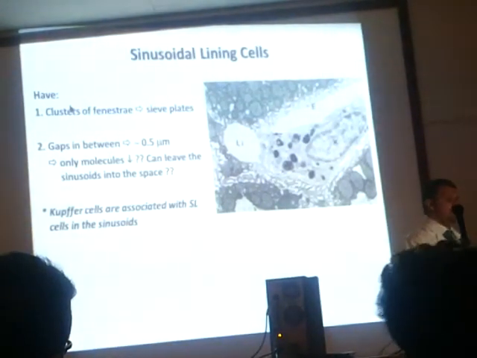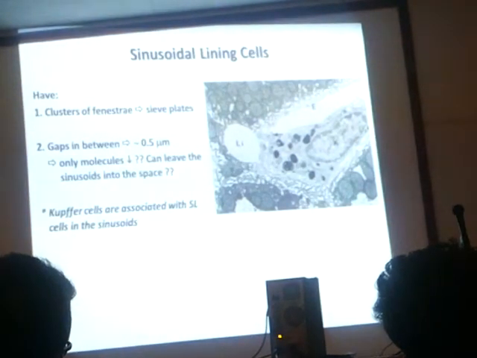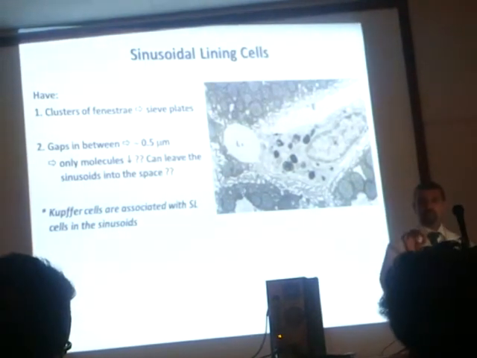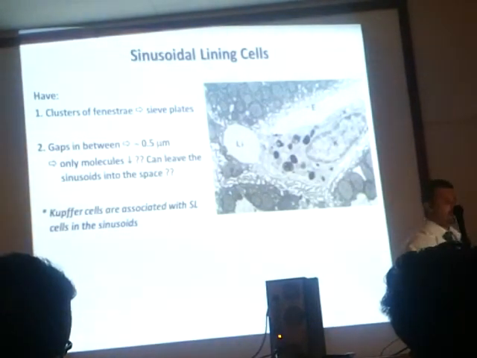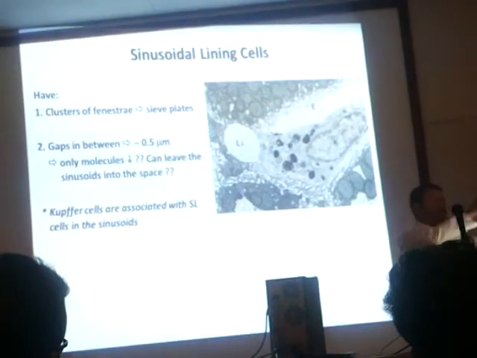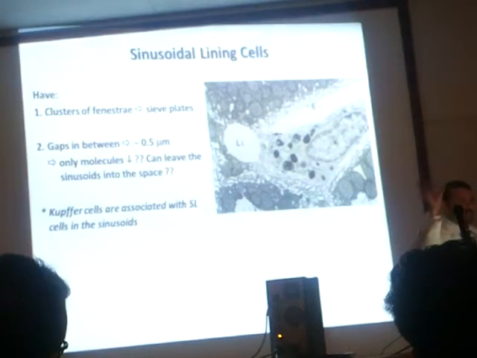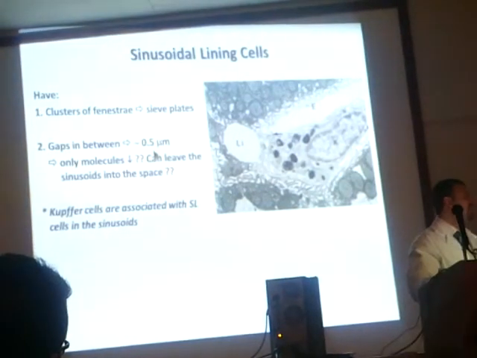So what are the sinusoidal lining cells? Those are the endothelial cells lining what? The sinusoids, the blood capillaries. So they are endothelial cells of the capillary. Those cells have fenestrae in them, sieve-like. Also, as they go flat with longer processes, they have spaces between each other, between the end of one and the start of another endothelial cell. So they have gaps there. The width of this gap is about 0.5 micrometer.